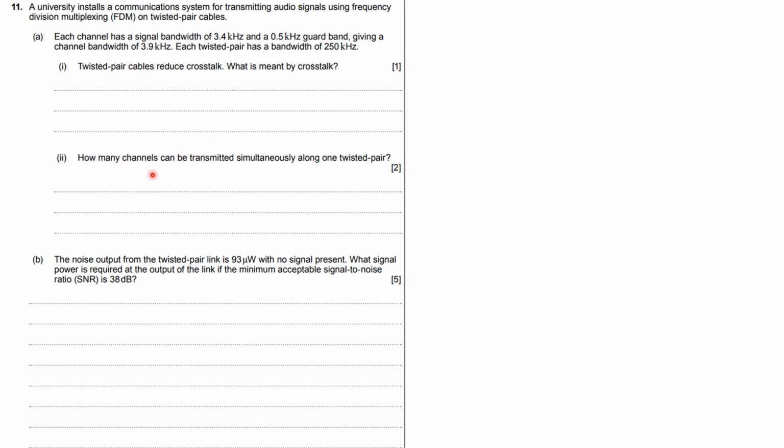How many channels can be transmitted along one twisted pair? Well, the bandwidth is 250K and each channel is 3.9, so do 250 over your 3.9, but make sure it's rounded down to the whole number. And this one's your classic signal to noise ratio, so let me show you the answers for those.